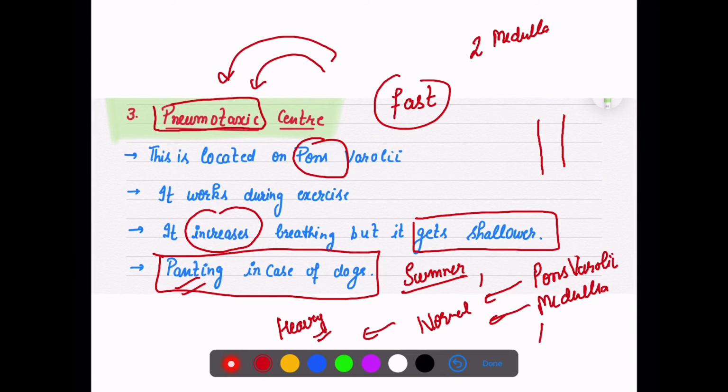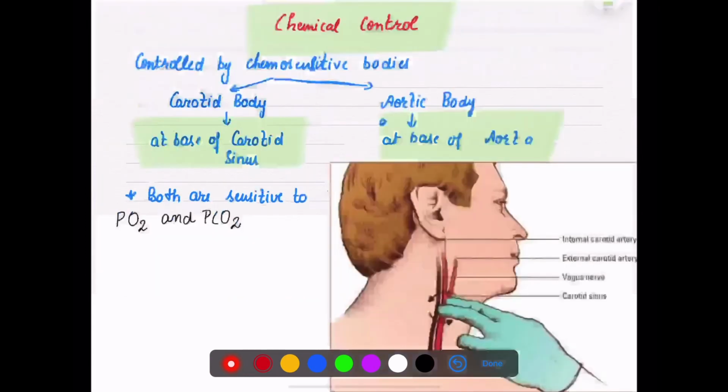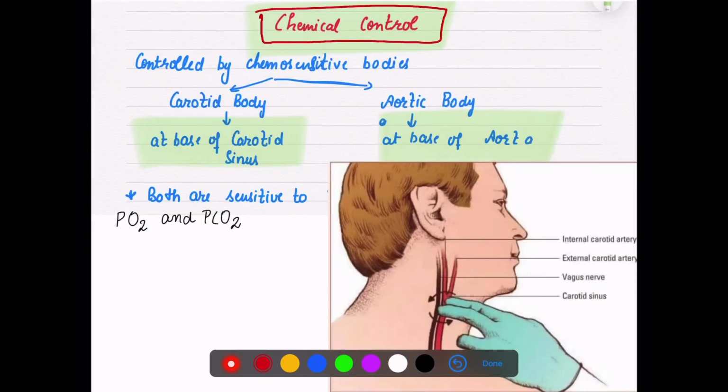For forceful breathing, the expiratory center of the medulla is responsible. It means in your normal breathing rate, the inspiratory center is responsible, which is present on your medulla. So I hope this much is clear, that we have three centers: inspiratory, expiratory and pneumotaxic center. The next and last one is the chemical control.